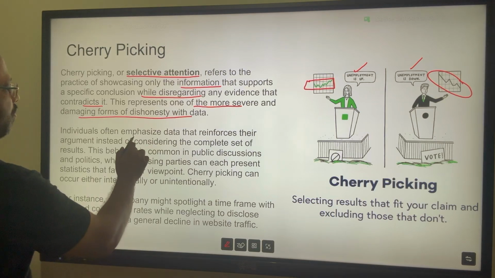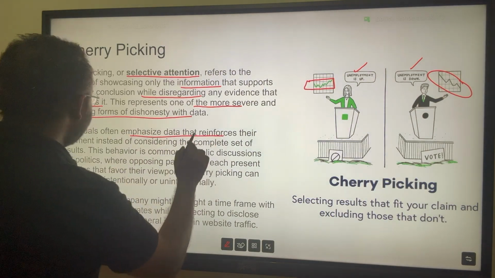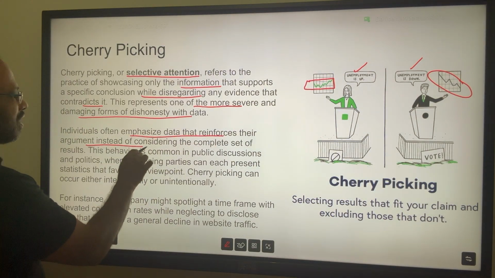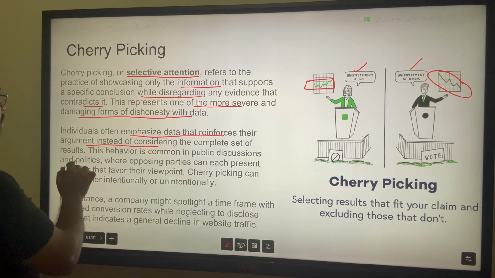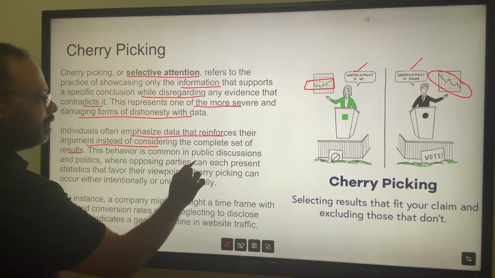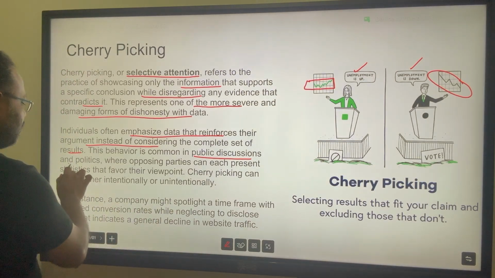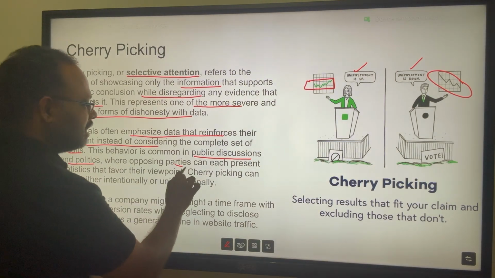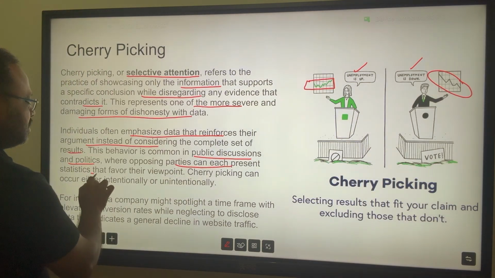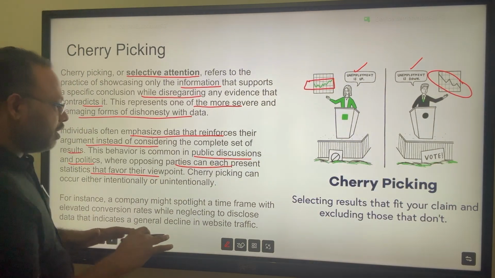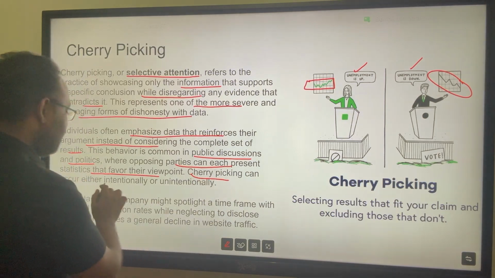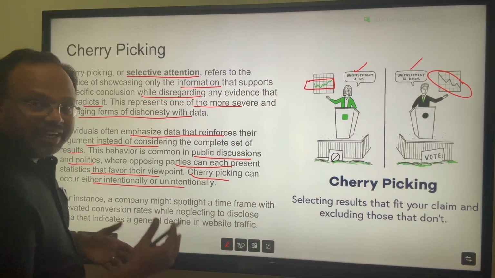So individuals often emphasize data that reinforces their argument instead of considering the complete set of results. This behavior is common in public discussions, especially in TV discussions and politics, where opposing parties can each present statistics that favor their own viewpoint. Cherry picking can occur either intentionally or unintentionally.